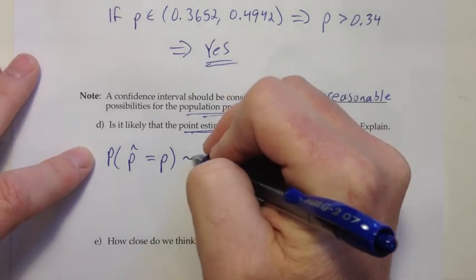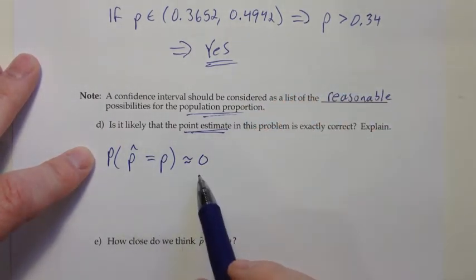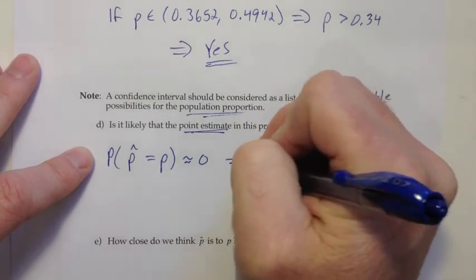So I would translate their question as what's the probability that p hat is exactly equal to p, and we've said over and over again in chapter 7 that there was basically no chance of that. So since the chance is 0, is it likely? I'd have to say no.